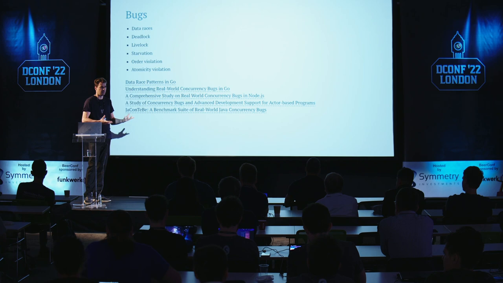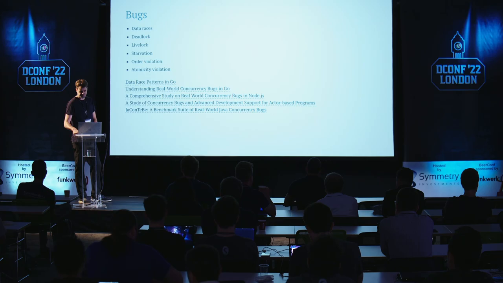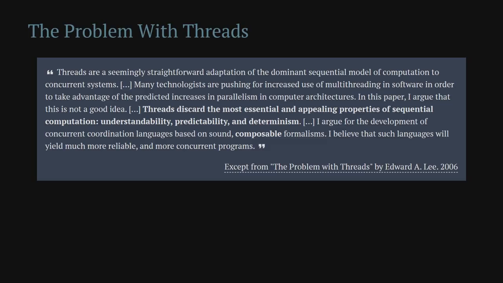There are cases where a bug is hidden for years, and then suddenly, because you run it on a different computer, with more cores, different architecture, things suddenly start to pop up. This was an interesting quote I found by Edward Lee, "The Problem with Threads." The threads are a seemingly straightforward adaptation of the dominant sequential model of computation to concurrent systems. Many people are pushing for the increased use of multi-threading, yada, yada, yada. And in this paper, I argue that's not a good idea.